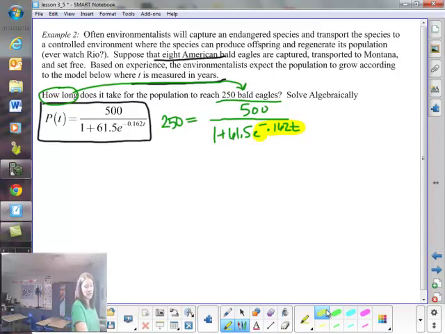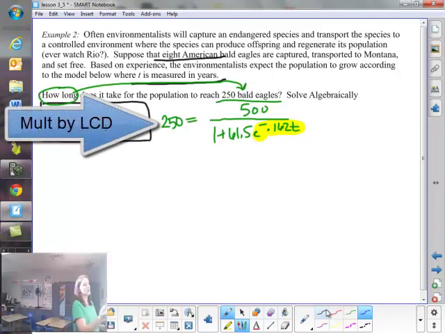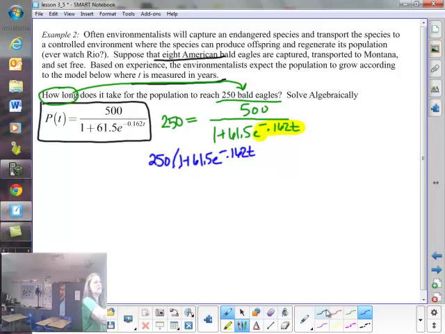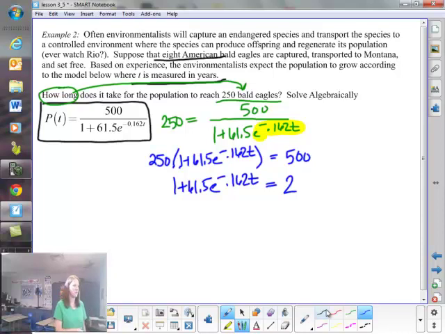So first things first, I don't really like having fractions in problems. So if we multiply both sides by this 1 plus 61.5 e to the negative 0.162t, then we're going to end up having 250 times that denominator of 1 plus 61.5 e to the negative 0.162t equaling 500. Now we could distribute our 250. However, that's not going to help get numbers away from our exponent t. So instead, what I like to do is go ahead and divide by 250 at this point. So now I have 1 plus 61.5 e to the negative 0.162t, and 500 divided by 250 is just 2.